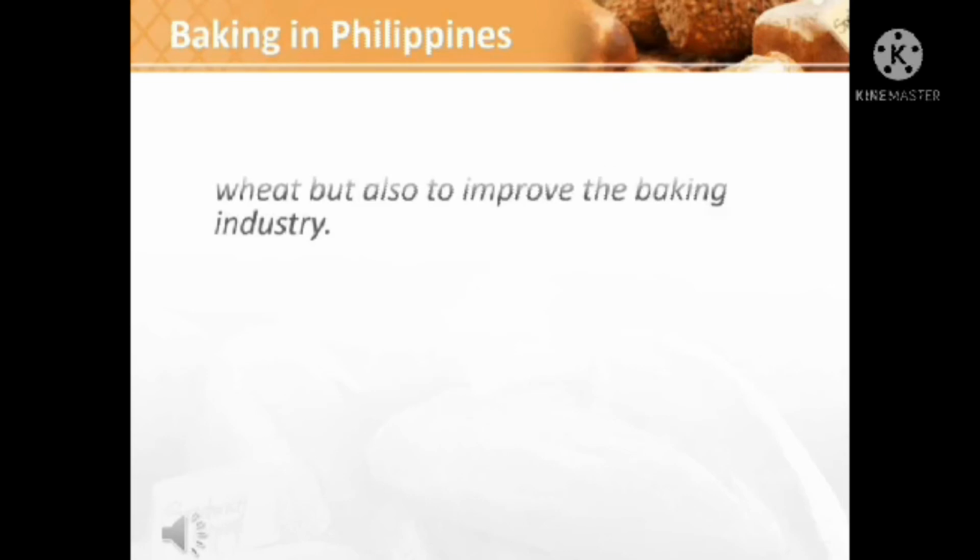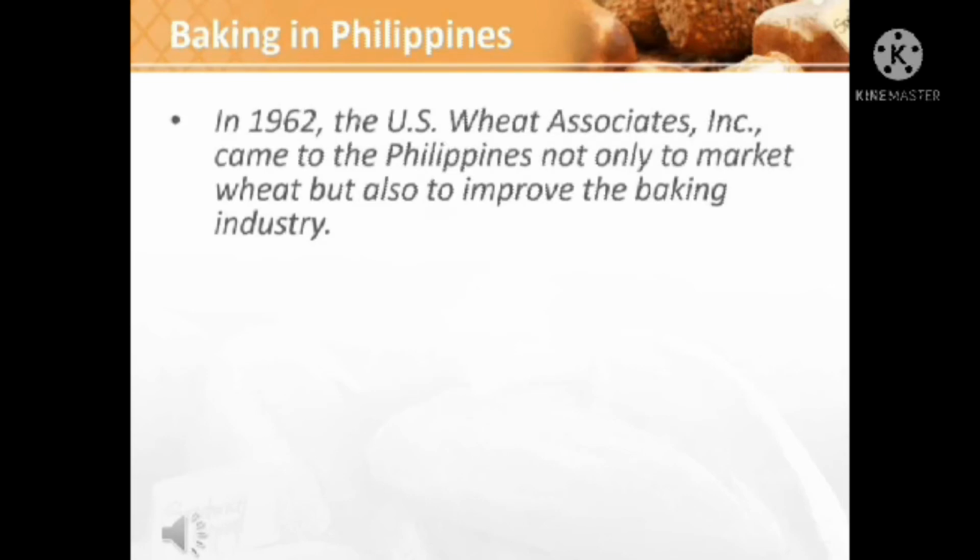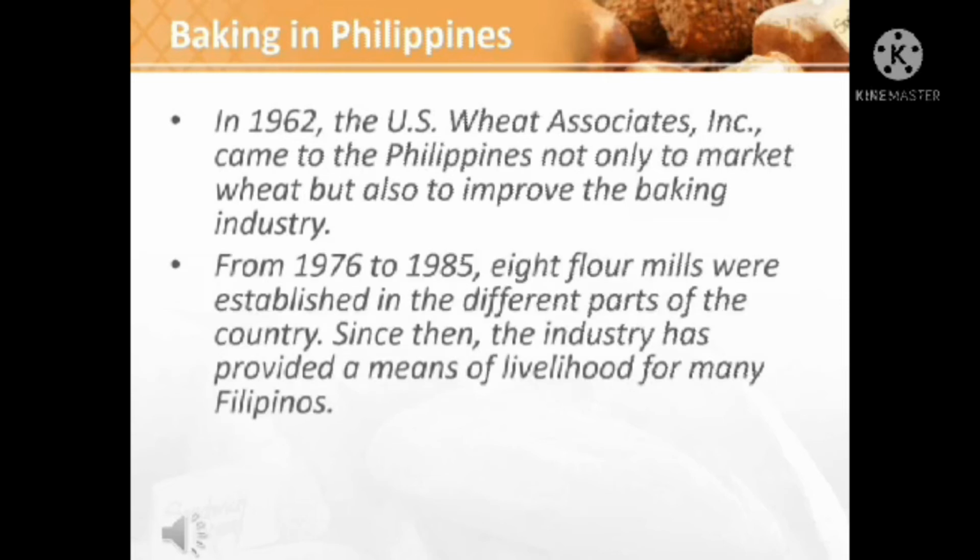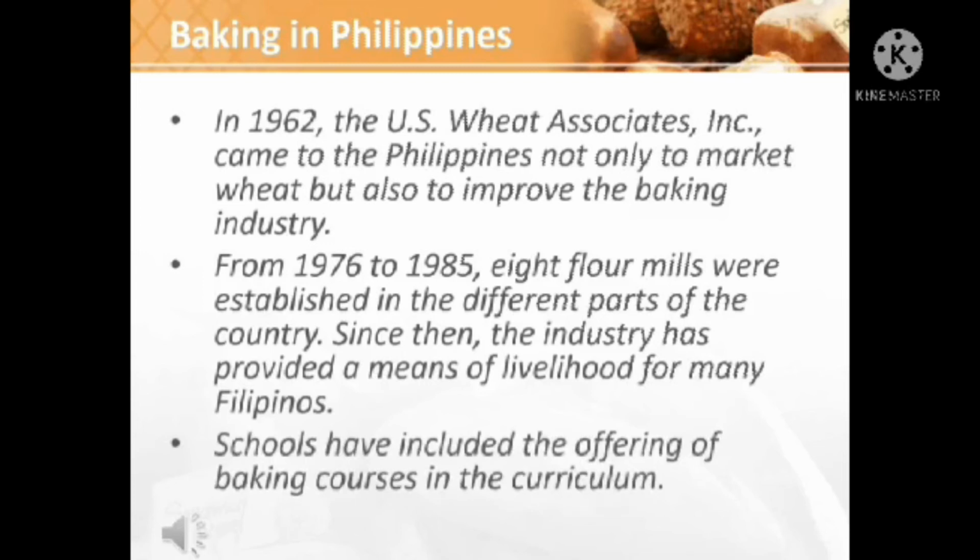In 1962, the U.S. Wheat Associates Incorporated came to the Philippines not only to market wheat but also to improve the baking industry. From 1976 to 1985, 8 flour mills were established in different parts of the country. Since then, the industry has provided a means of livelihood for many Filipinos. Then now, schools have included the offering of baking courses in the curriculum.